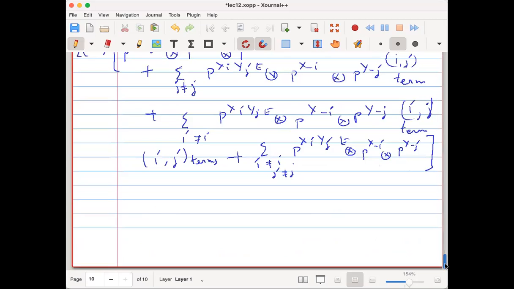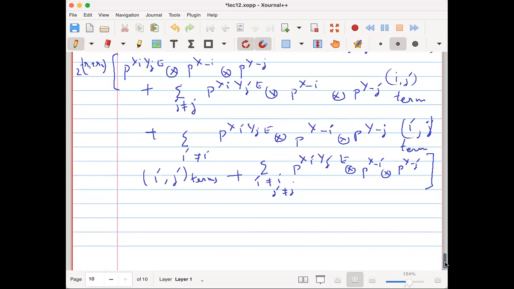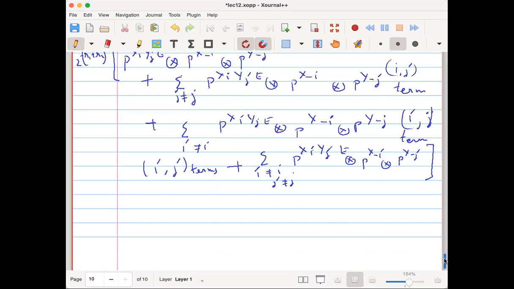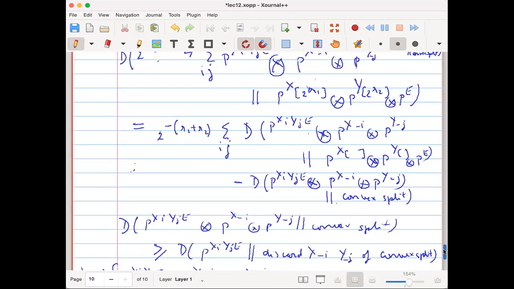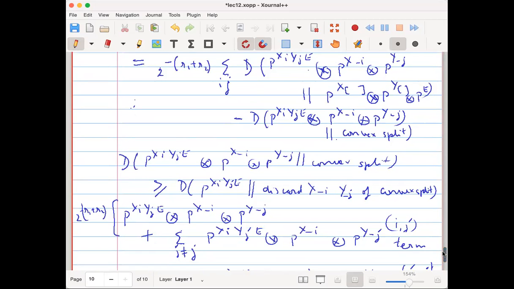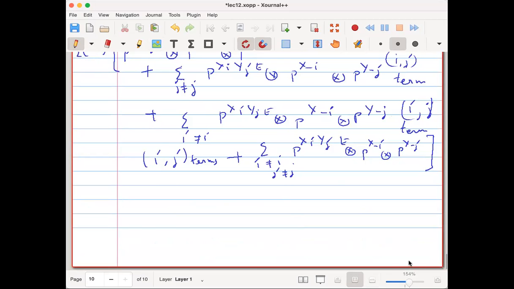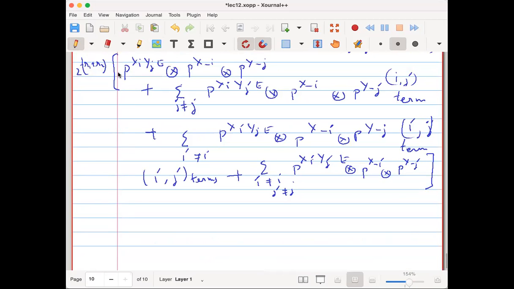Is this way of writing the convex state clear to everybody? Yes, this is the key step. Hari, clear? Towards the end, which term are we splitting? So this whole thing between these two big brackets is the convex state. Remember, the convex state was an average of 2 to the R1 plus R2 terms. So I'm just writing that average.